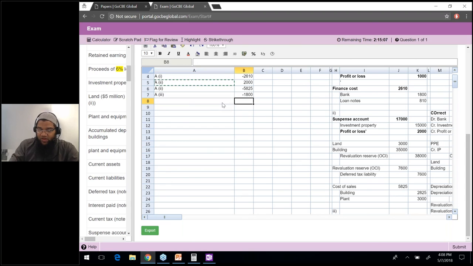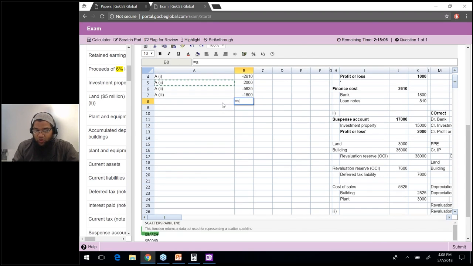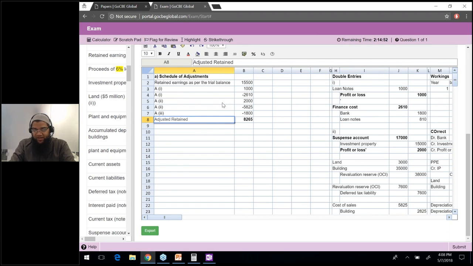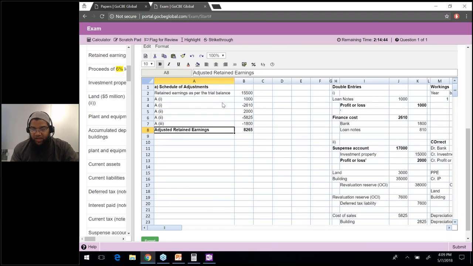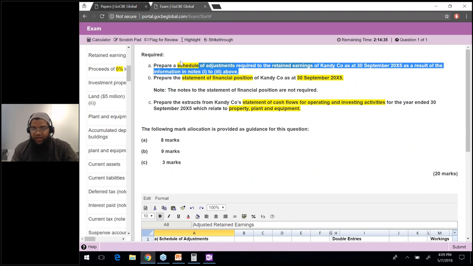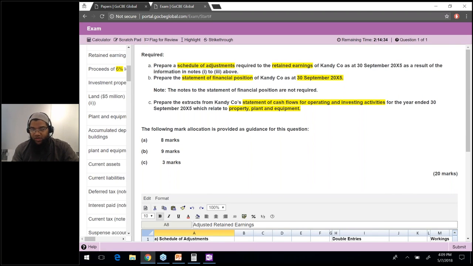So that is all. If I calculate the sum of all these values, this will give me the adjusted retained earnings of 8265. So this is how we have completed our requirement number one. That was to prepare a schedule of adjustments required to the retained earnings of Candy as a result of the information in notes 1, 2, 3 above. So if you people have any questions up to now, you can ask.